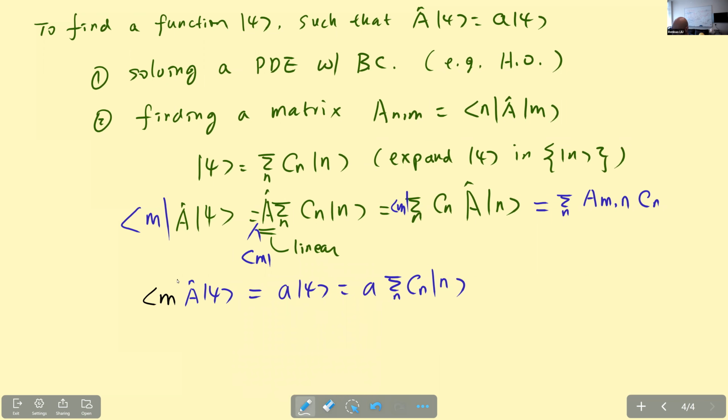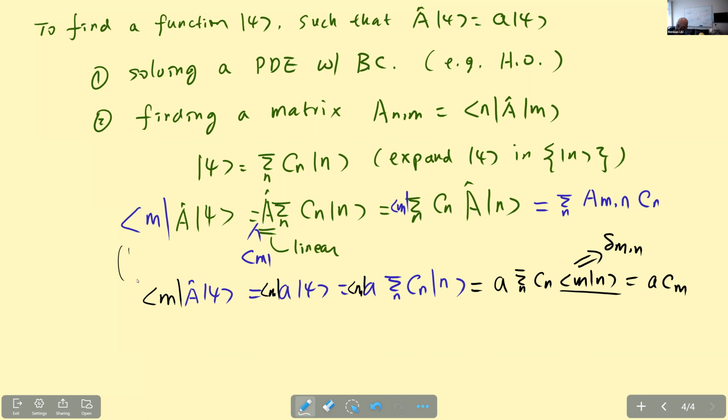Multiply by ⟨m| right here. So this one will equal the summation over m of C_m and ⟨m|n⟩. That will give us a delta function because it's also a normal basis, right? So that equals a times C_n. These two should be equal.